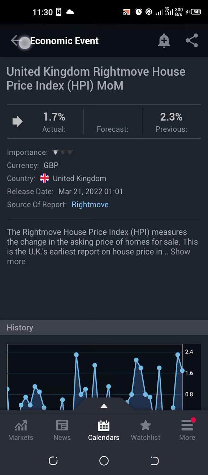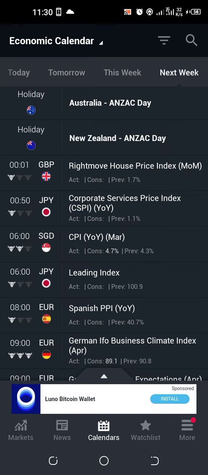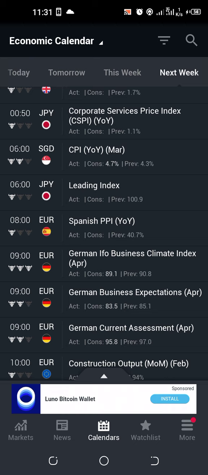When you see a single bull head like this, it means the news is not very important. It has a low impact. When you come across the ones having two bull heads, it means it has a medium impact. It's not very much, but it has a medium impact. But when you come across the ones having three bull heads like this, it means it's very important.